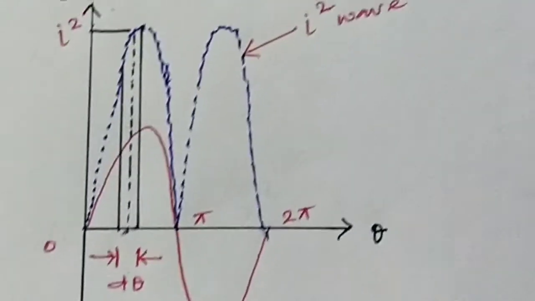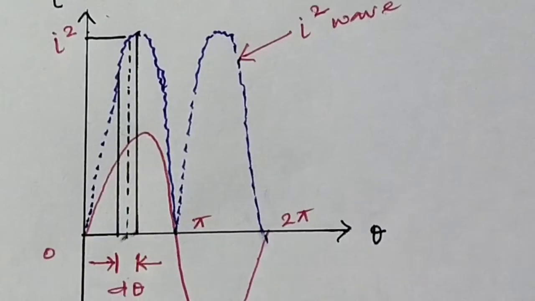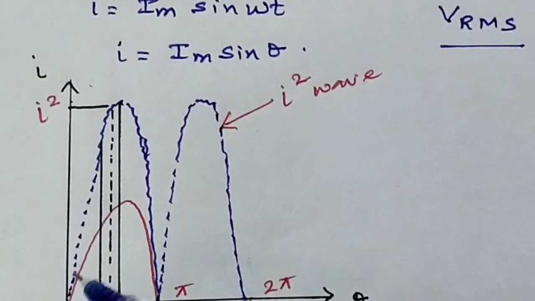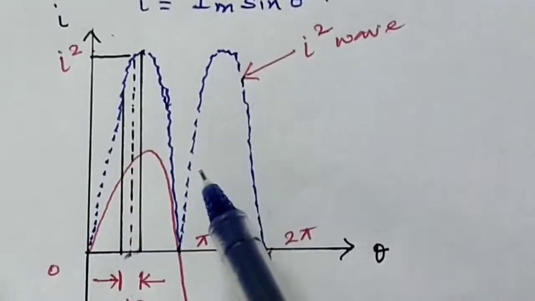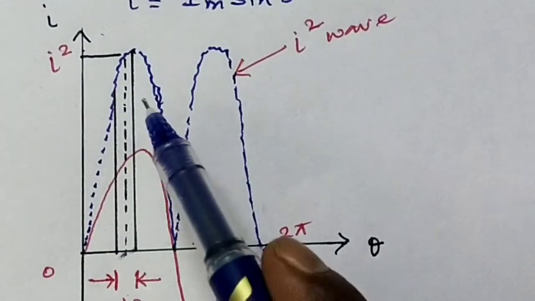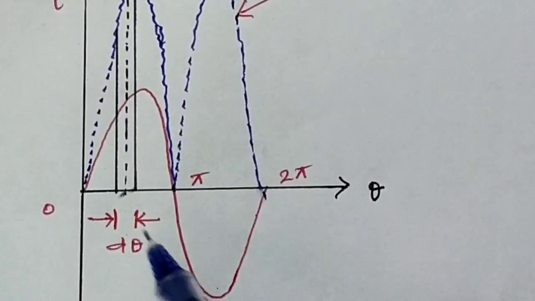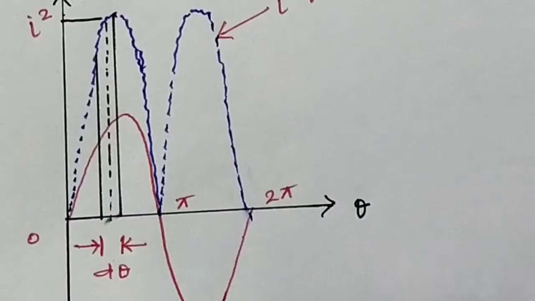Now consider the squared wave, that is, the I squared wave. Here we draw the I squared wave. Normally we use the sine wave, but the squared wave is another form. So that is the I squared wave. Here we can consider an elementary strip. The mid ordinate is I squared, and the thickness of the elementary strip is d theta.